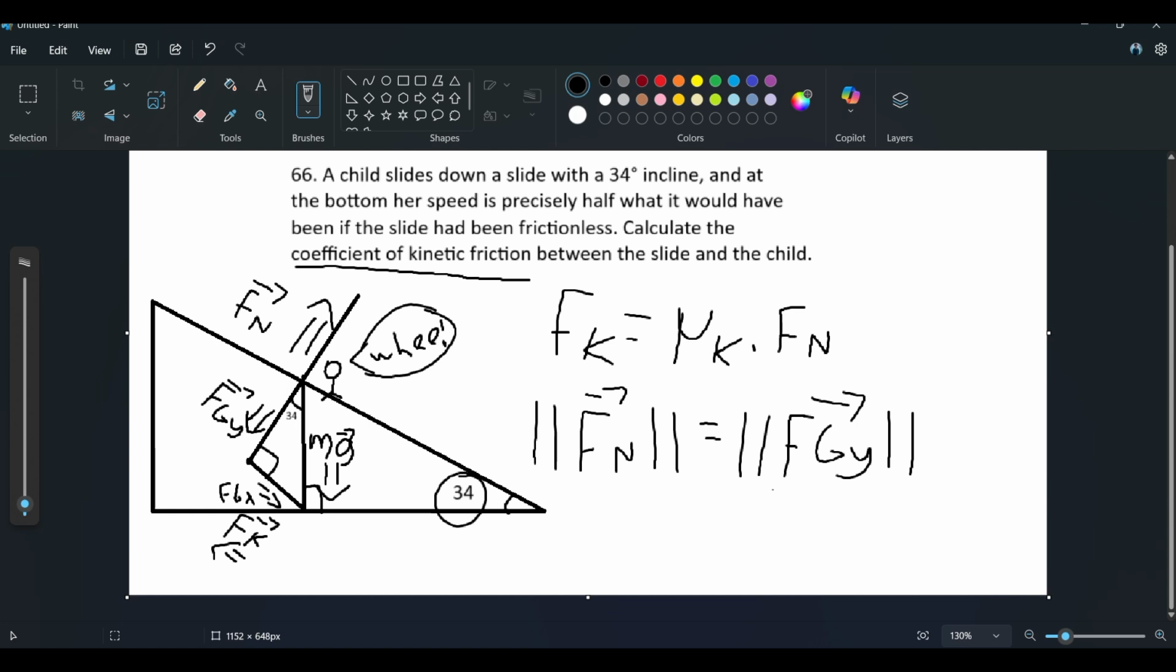And the y force, using trigonometry, is going to be negative mg cosine 34 degrees. So negative mg cosine 34 degrees. Now the normal force is going to have that same magnitude, but in the opposite, positive direction. So the normal force is equal to positive mg cosine 34 degrees. This is the value we found for the normal force.